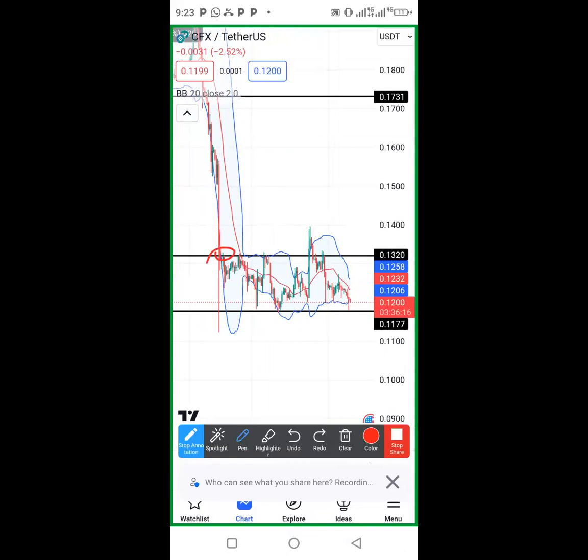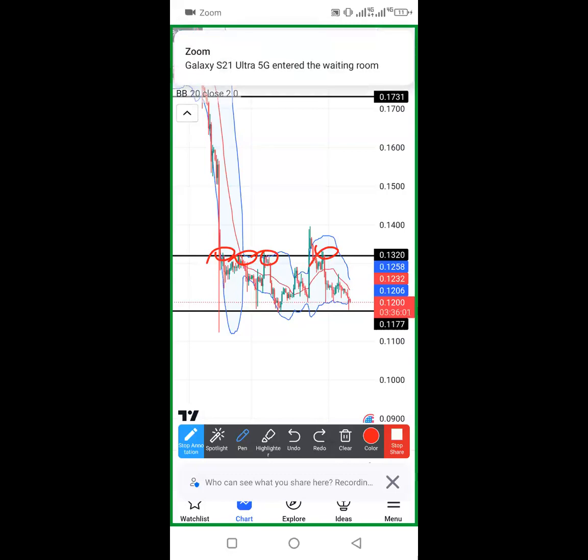1, 2, 3, 4. You see it? It hits that area, the green candle. I'm talking about the green candle. It hit that line and came down. How many times? 4 times. You are looking for just 2, minimum 2. That's why I'm using that area as my resistance.